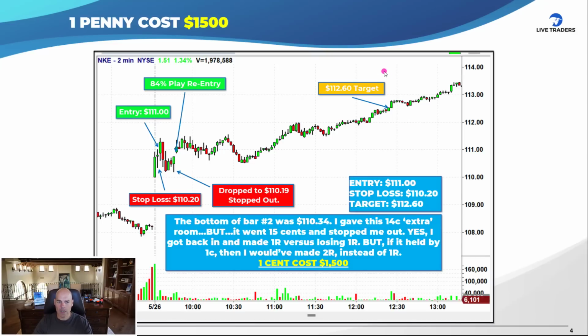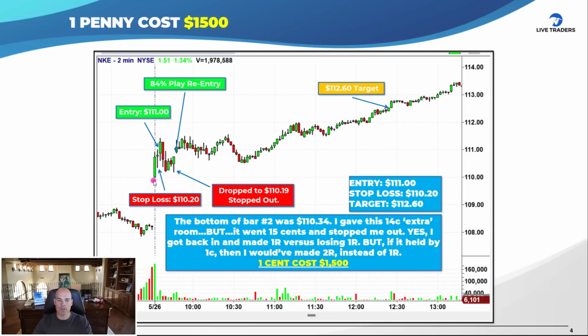You see where I'm going with this? So the bottom of bar 2 is 110.34. I gave it 14 extra cents, but it went 15 cents, stopped me out. Yes, got back in, made an R versus losing an R. But if it had held by 1 penny, I would have made 2R instead of 1. And that's $1,500 all over 1 penny. What can you do about this? Nothing. There's nothing you can do about this.